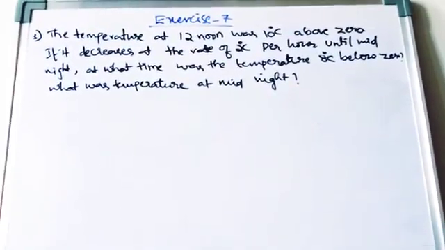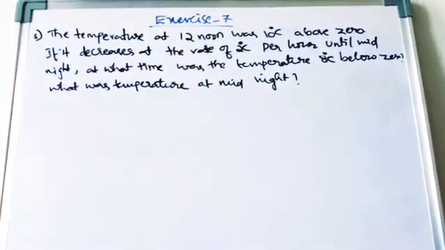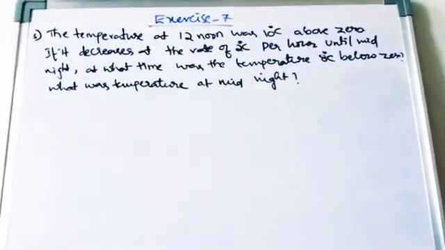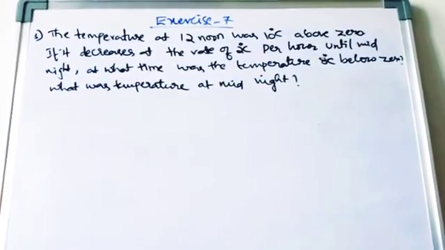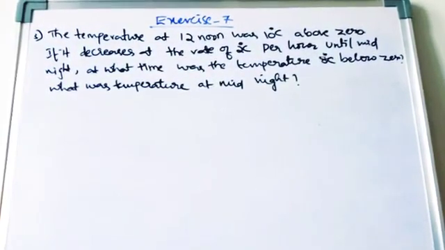In the third question, they're asking: the temperature at 12 noon was 10 degrees centigrade above 0. If it decreases at the rate of 2 degrees centigrade per hour until midnight, at what time was the temperature 8 degrees below 0? What is the temperature at midnight? Two questions they have given, so we need to find two solutions here.